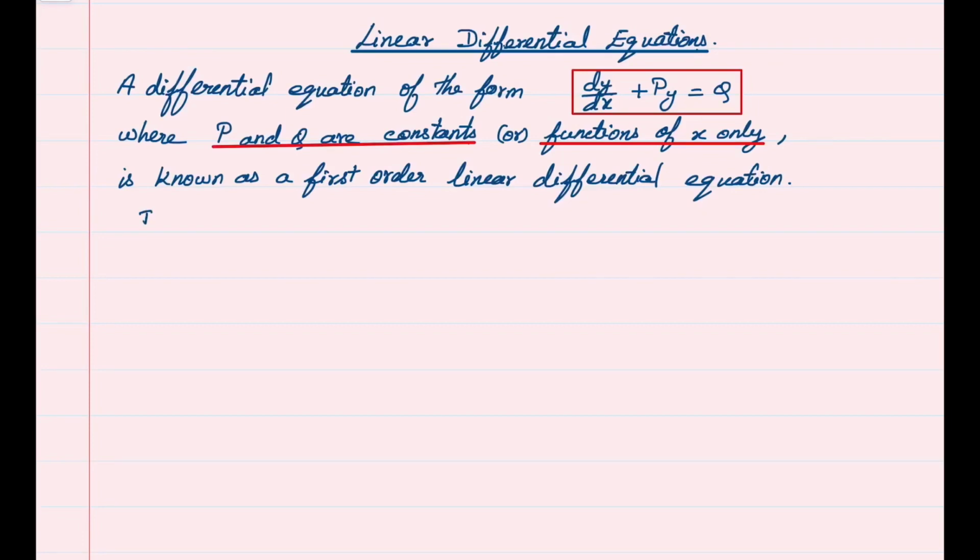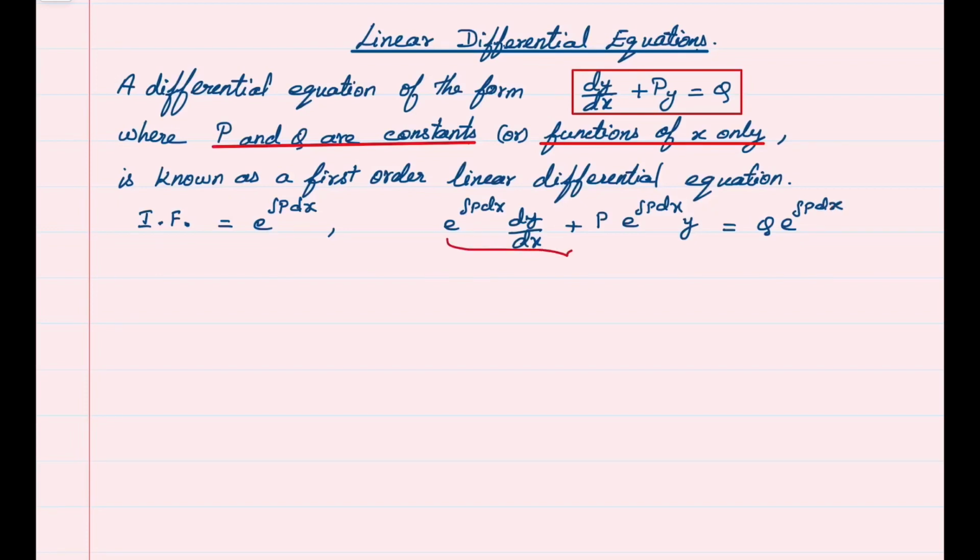We will take integrating factor as e power integral p dx. We will multiply the linear differential equation throughout by this integrating factor. We get e power integral p dx into dy by dx. The second term becomes p into e power integral p dx into y equal to q times e power integral p dx.